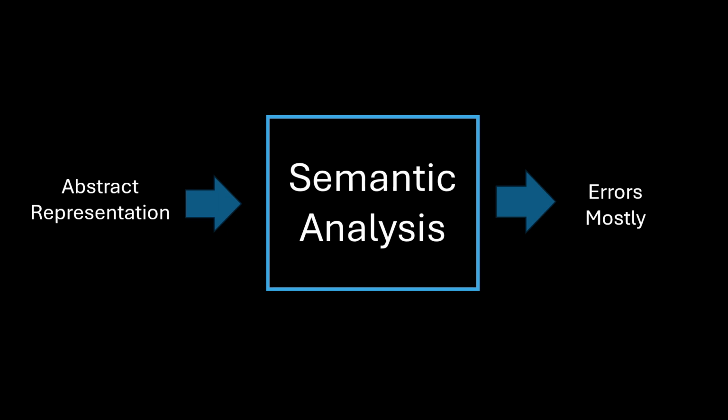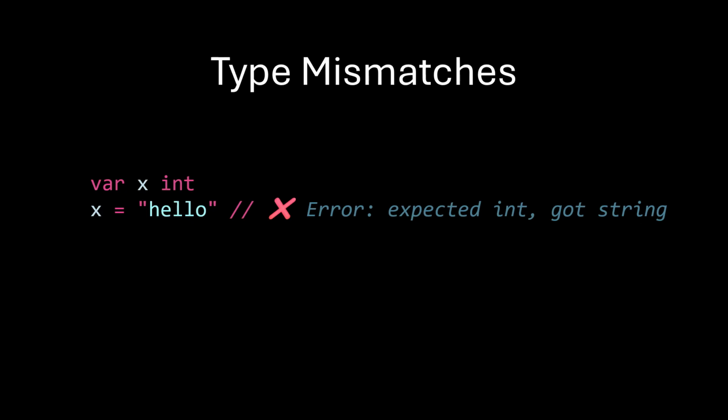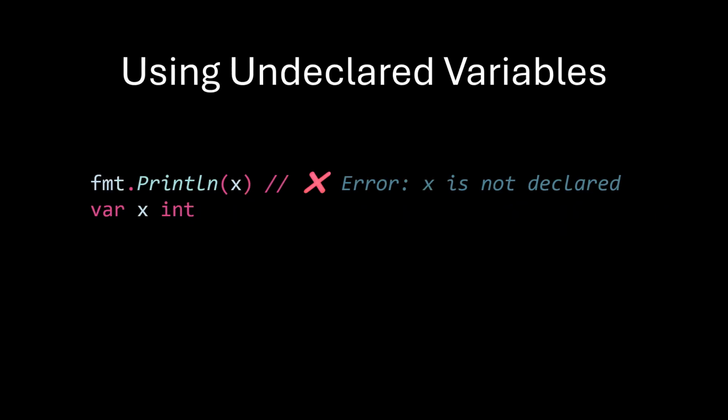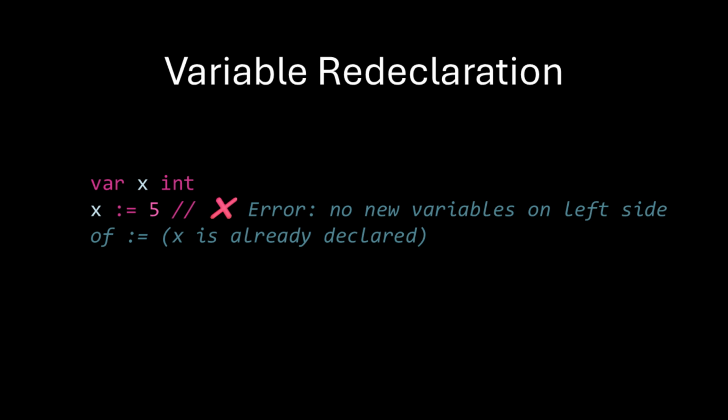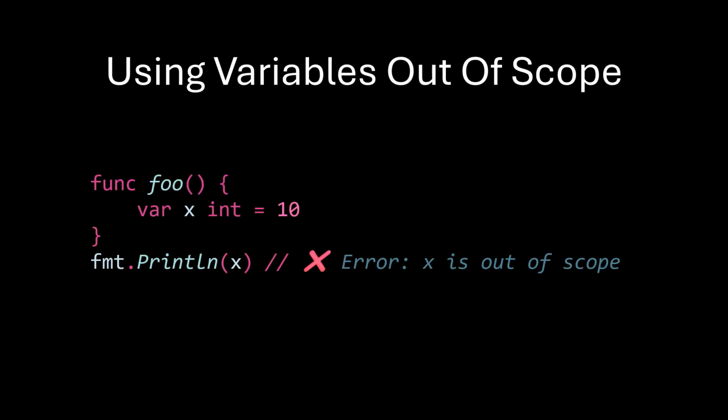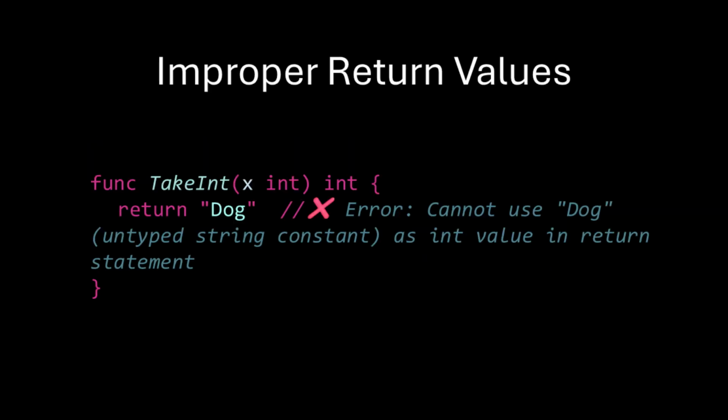Semantic analysis is where you make sure the program makes sense beyond just the syntax. This step in the compilation process checks if the code is logically correct. This prevents type mismatches, the use of undeclared variables, variable redeclaration, variables used outside of scope, supplying incorrect arguments, and improper return values. All of these things are under the umbrella of semantic analysis.